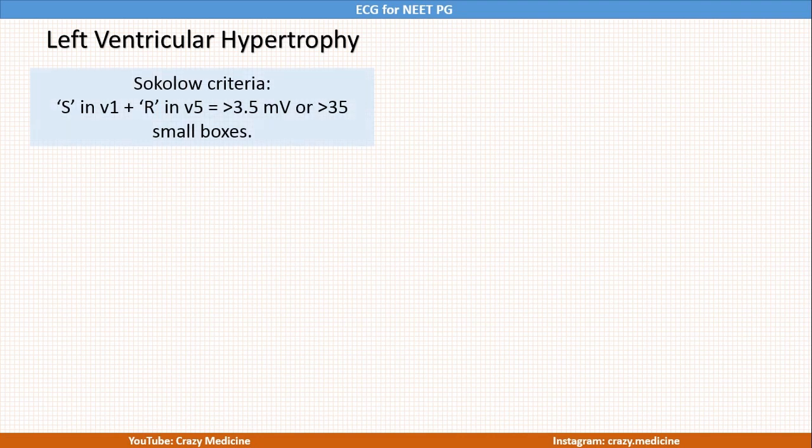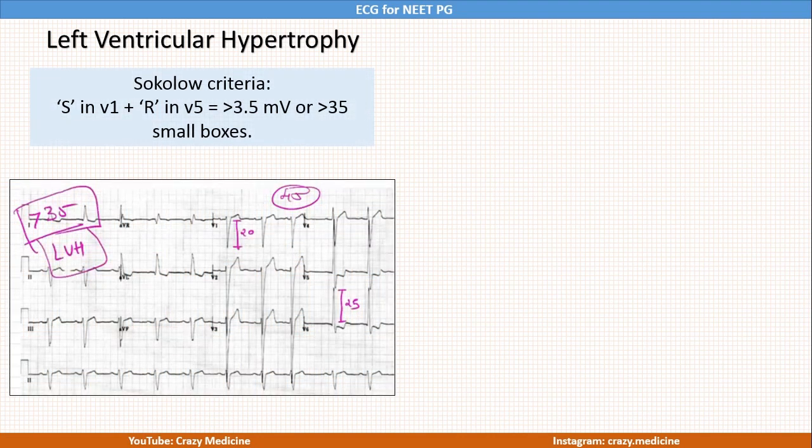Now coming to our second set of discussion, that is basic changes in common conditions. First is left ventricular hypertrophy. Important criteria to remember is Sokolow criteria. It includes calculating amplitude of S wave in V1 and R wave in V5. If it is more than 3.5 mV or 35 small boxes, it is suggestive of LVH.